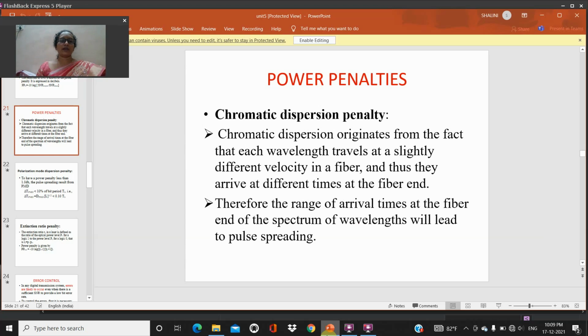So, what are the chromatic dispersion penalties? Chromatic dispersion originates from the fact that each wavelength travels at a slightly different velocity in a fiber, and thus they arrive at different times at the fiber end.